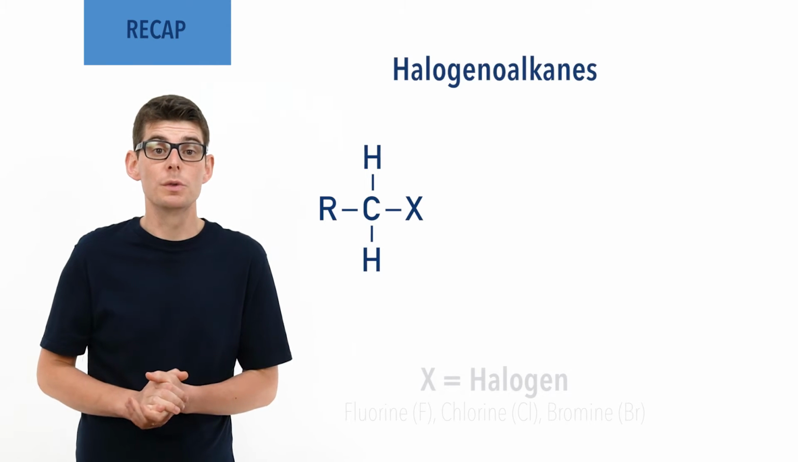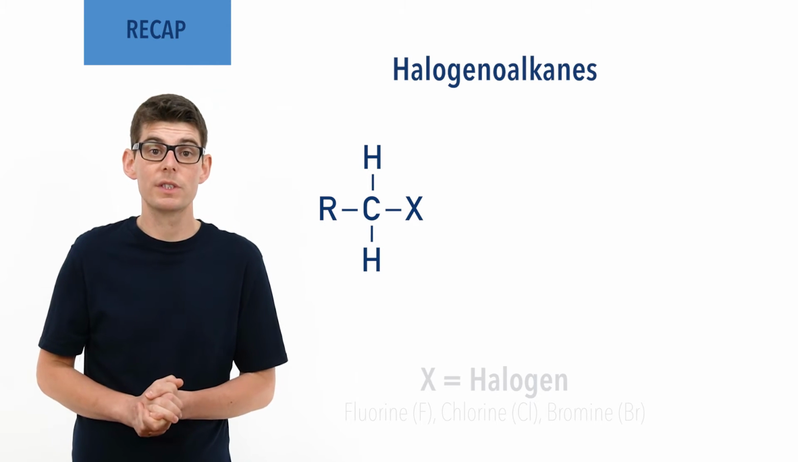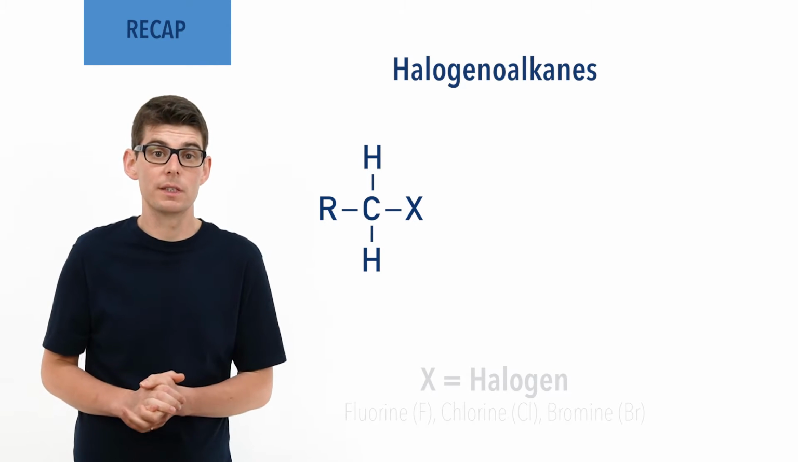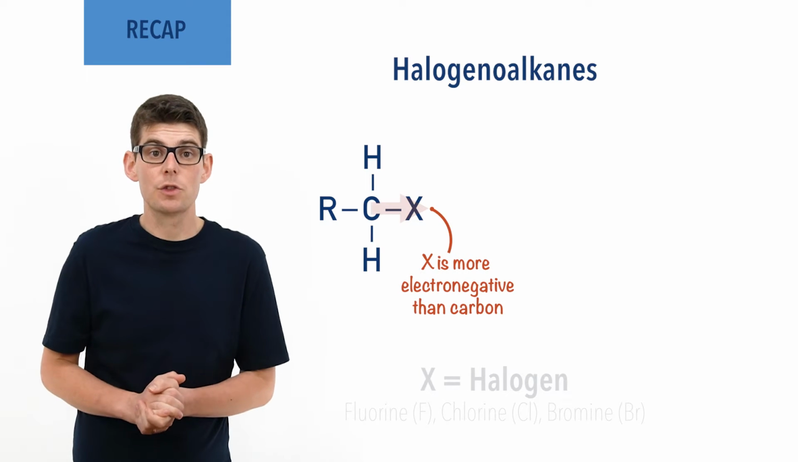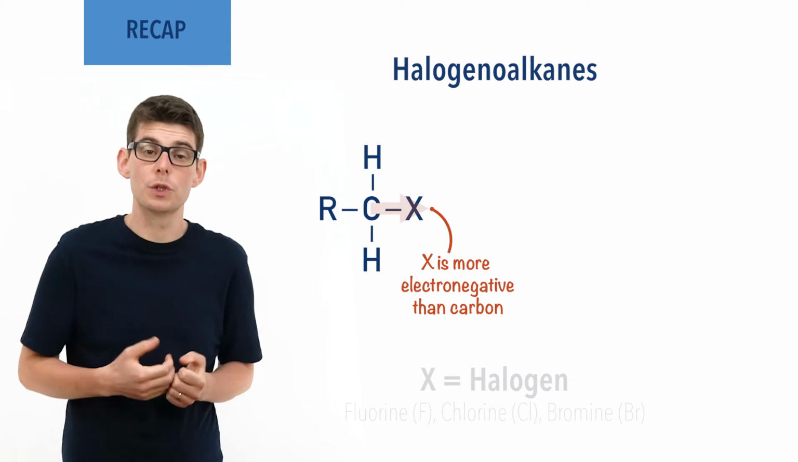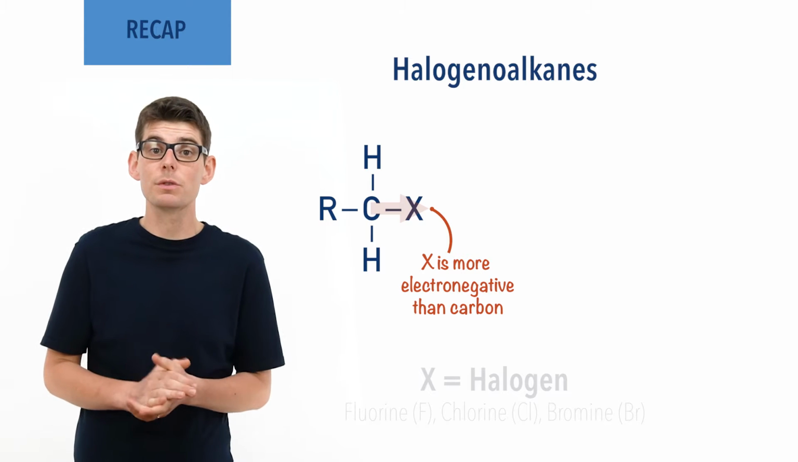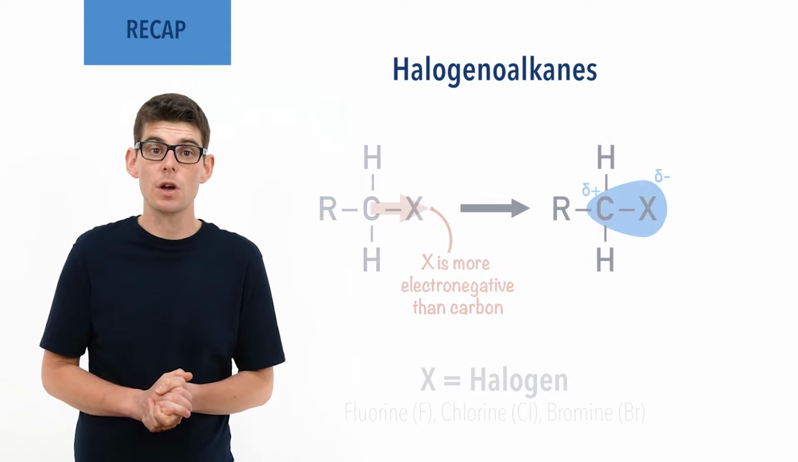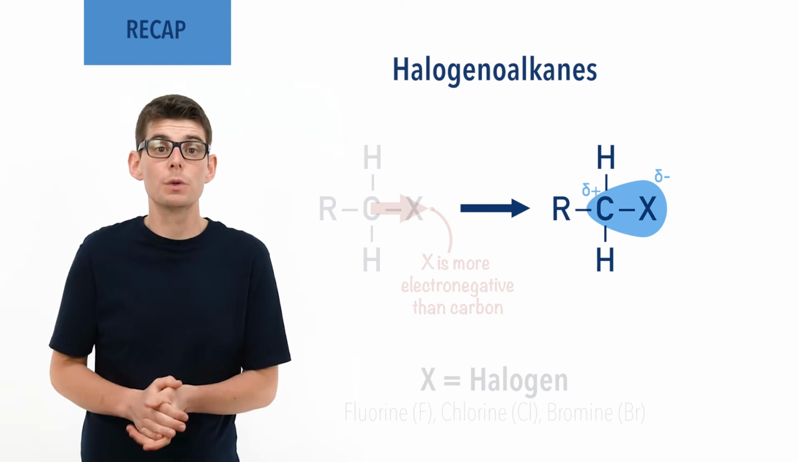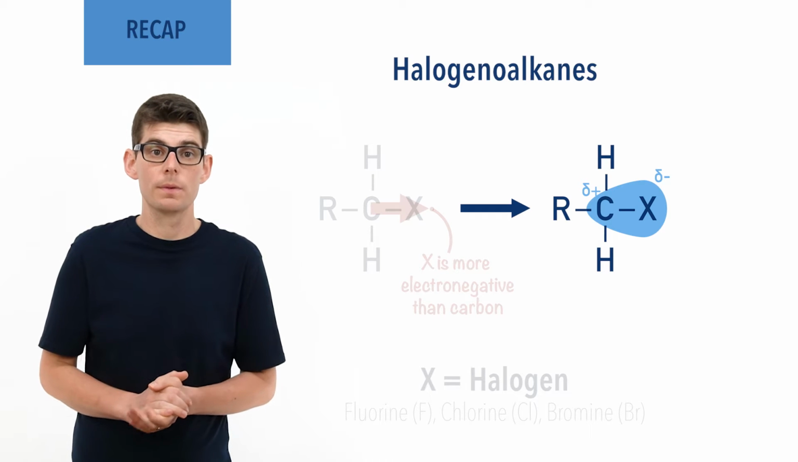Apart from with iodine, the carbon-halogen bond in a halogenoalkane is polar due to the halogen's high electronegativity and carbon's low electronegativity. This means the halogen pulls the electrons in the bond towards itself slightly and as a result has a partial negative charge, and the carbon it is bonded to has a partial positive charge.